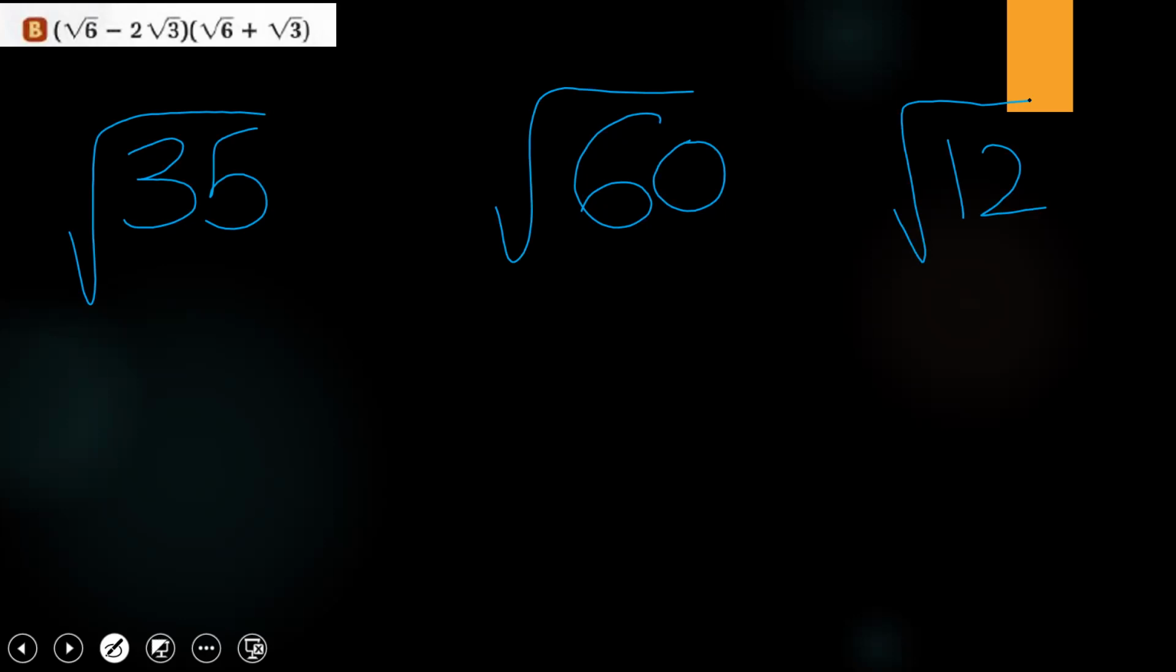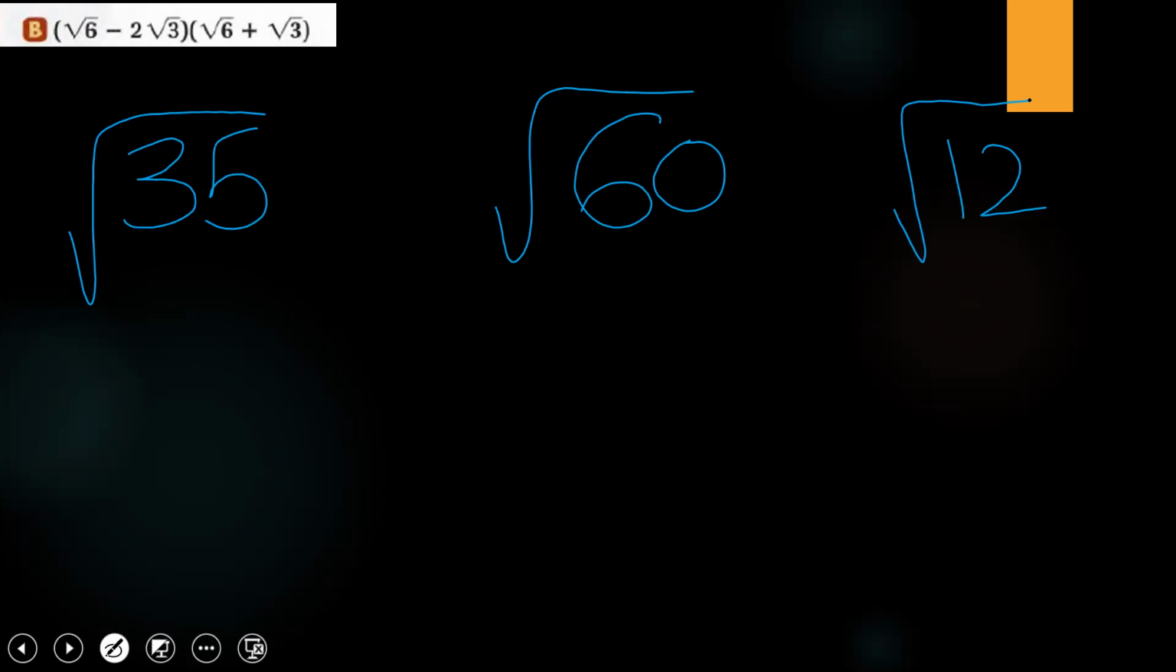What you have to do is ask yourself: are the numbers under the square root prime numbers? What are the prime numbers? 2, 3, 5, 7, 11. Are these numbers prime numbers? No. So they are not prime.